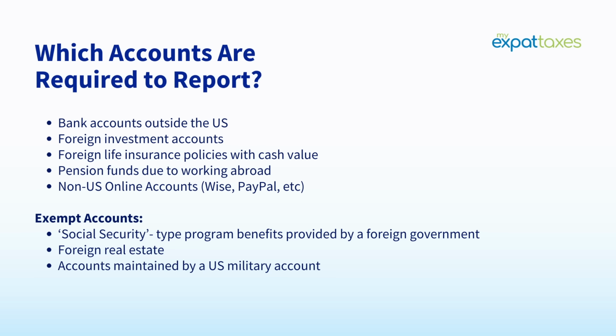So the most common is obviously bank accounts. If you have a bank account that's outside the US, if you have investment accounts, so you go and open up a foreign brokerage account, certain types of investments. If you have foreign life insurance policies with a cash value, because technically this is itself an account. You have a policy number, you have rights to these funds, you put money into it, money is generating.